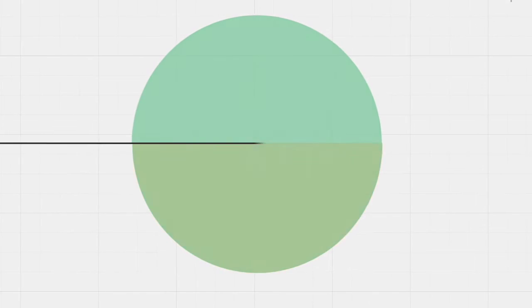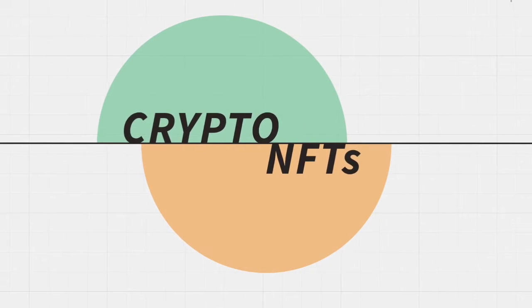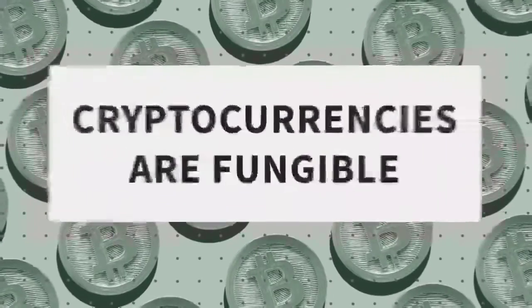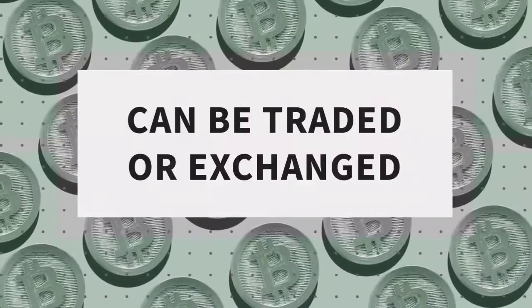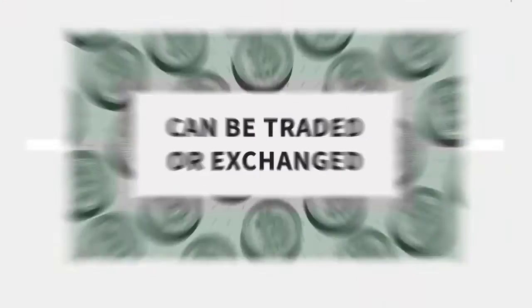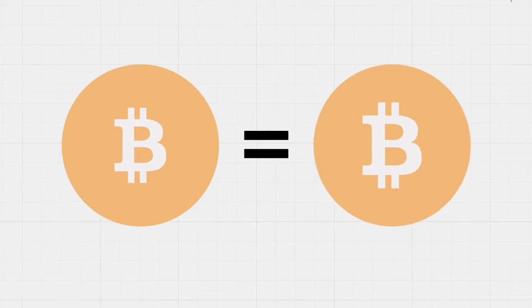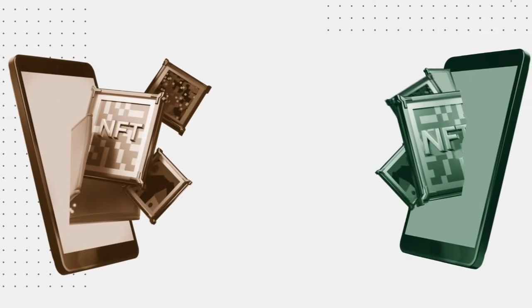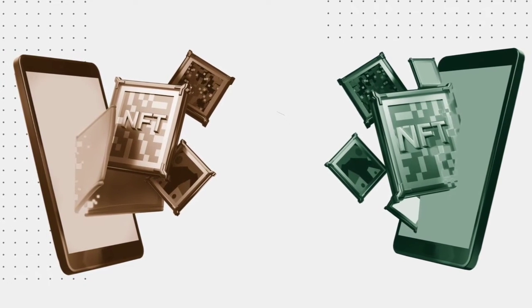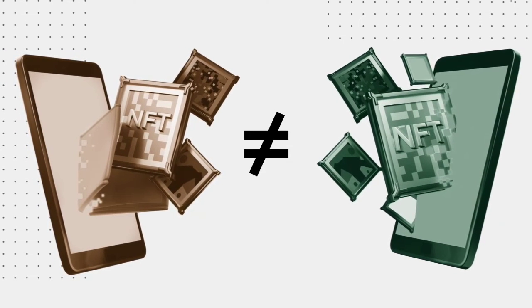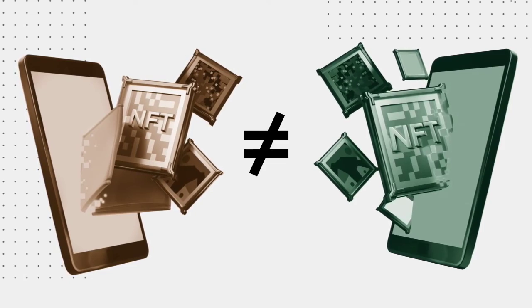But there is a key difference between crypto and NFTs. Like physical money, cryptocurrencies are fungible, meaning they can be traded or exchanged one for another. For example, one Bitcoin is always equal in value to another Bitcoin. NFTs shift the crypto paradigm by making each token unique and irreplaceable. This makes it impossible for one non-fungible token to be equal to another.